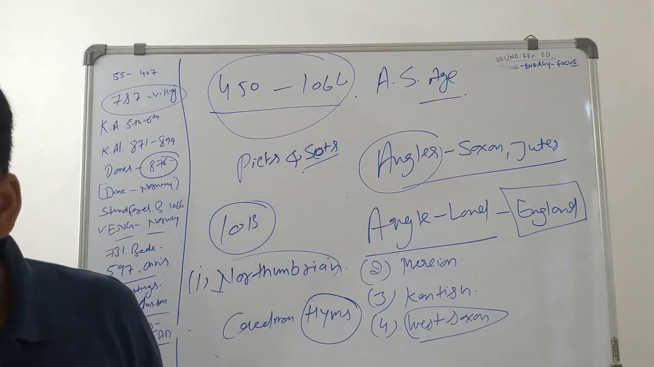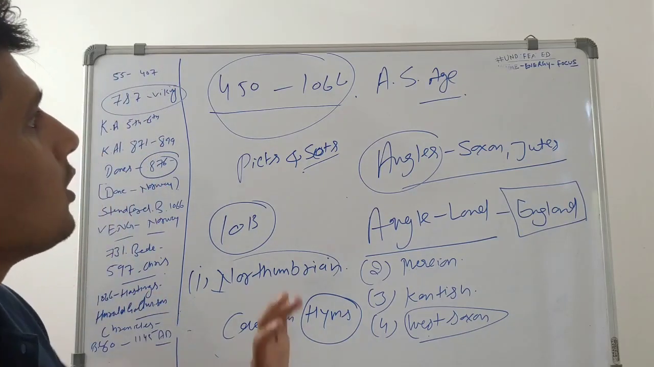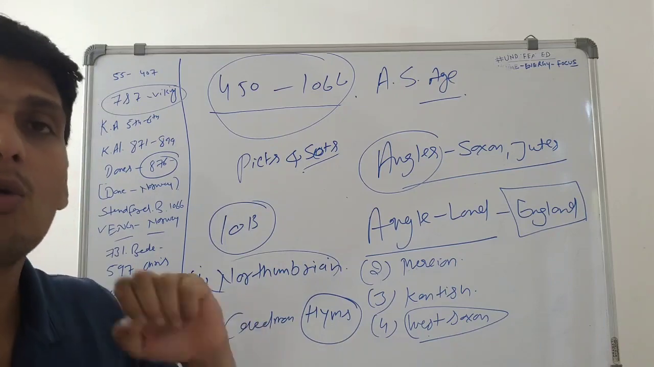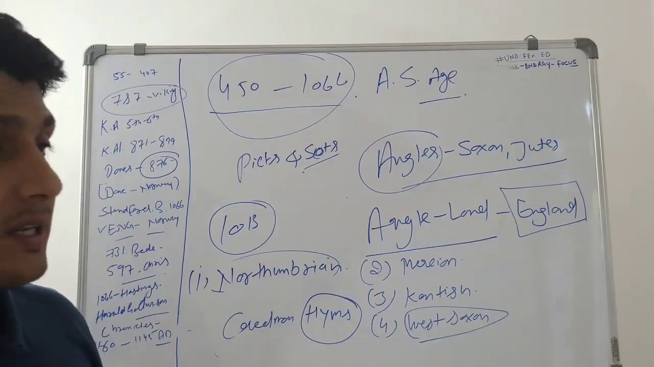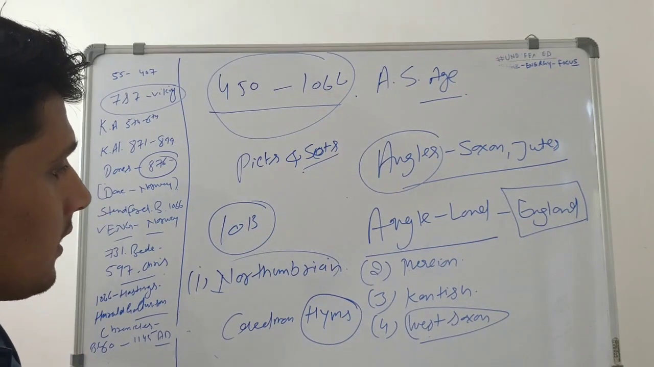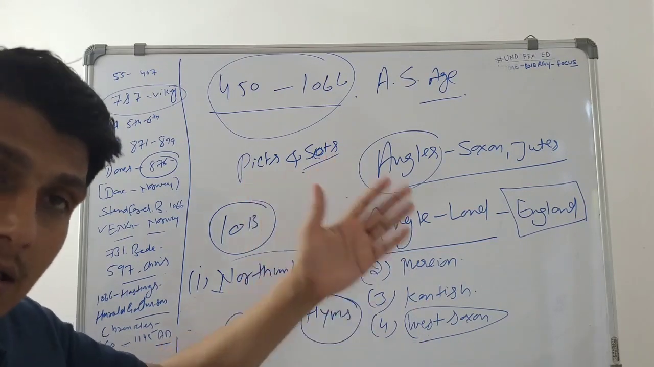So some of the concepts must have become clear to you: how England came into existence and what its history was like, what the very important kings are, like King Alfred is one, and why West Saxon became a supreme dialect over the other languages.